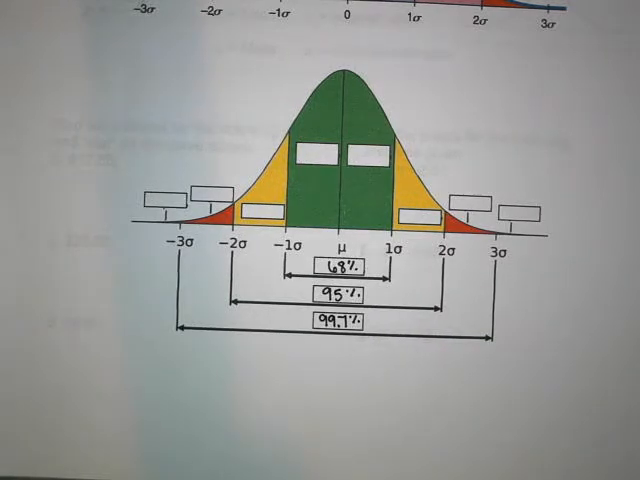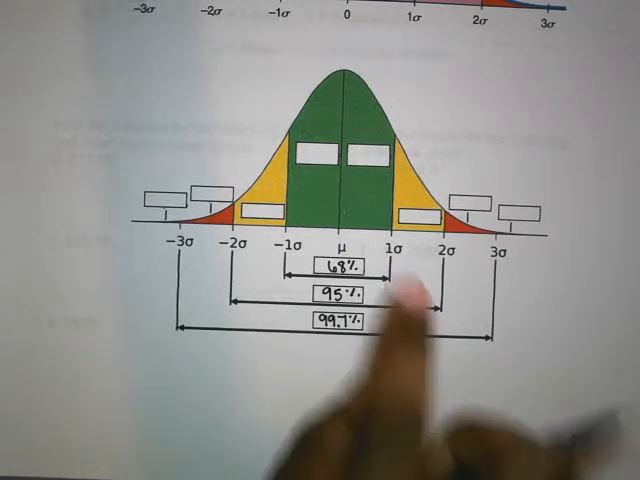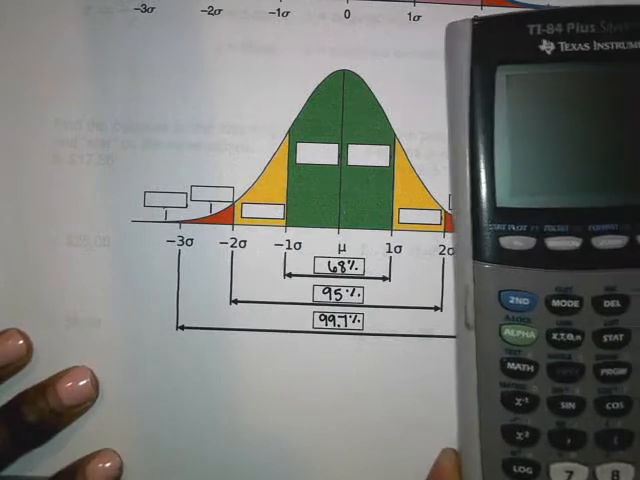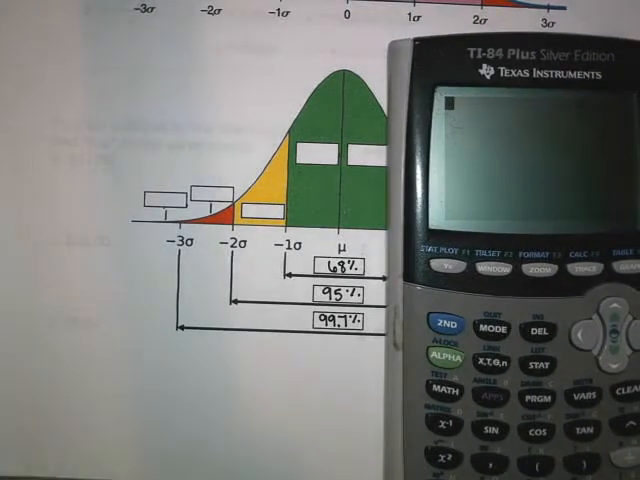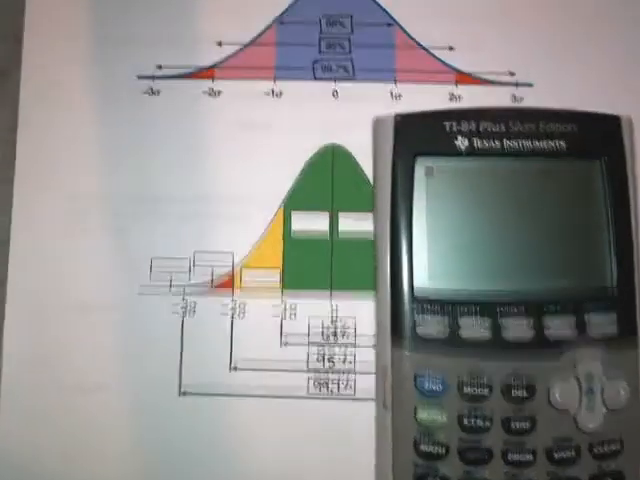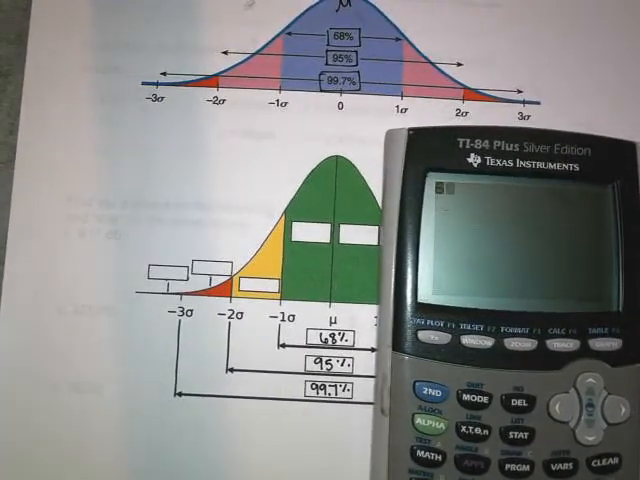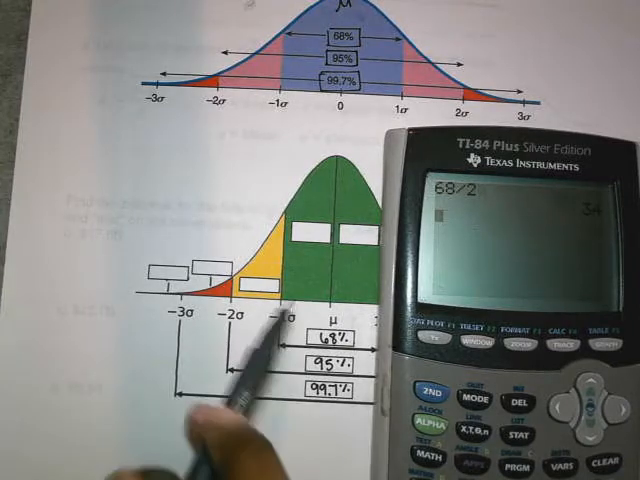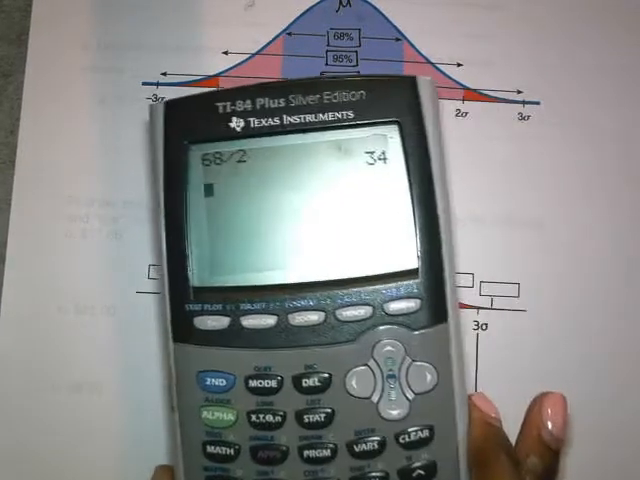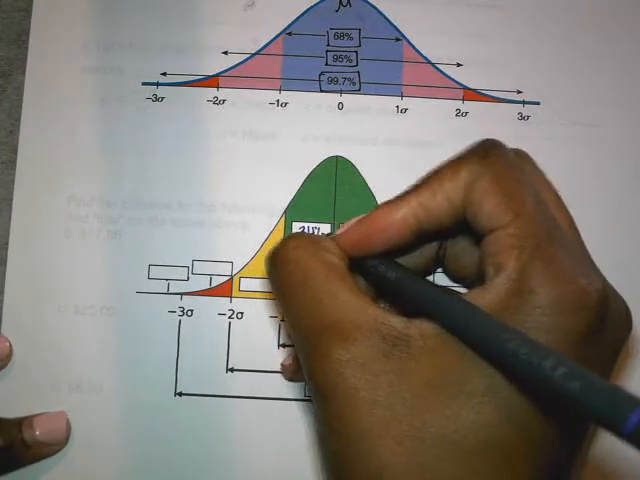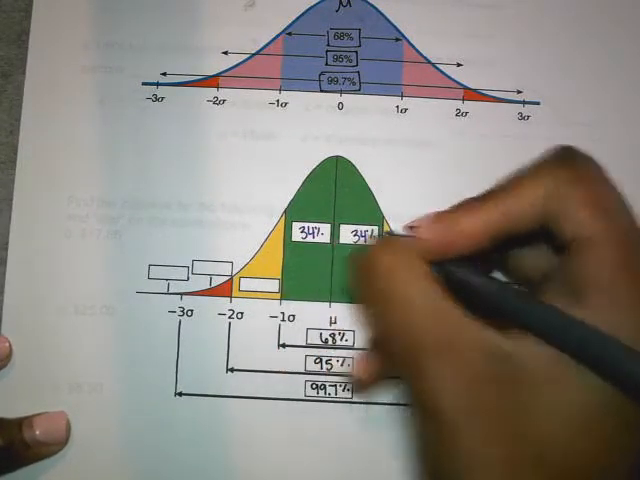All right, so let's take a look at the breakdown, because these numbers are important, but it's also very important that you know the breakdown. So I'll put my calculator over here so you can see it. All right, so 68%, if that is divided up into 2 equal divisions, each piece will be 34%. So this is 34, and this is 34.